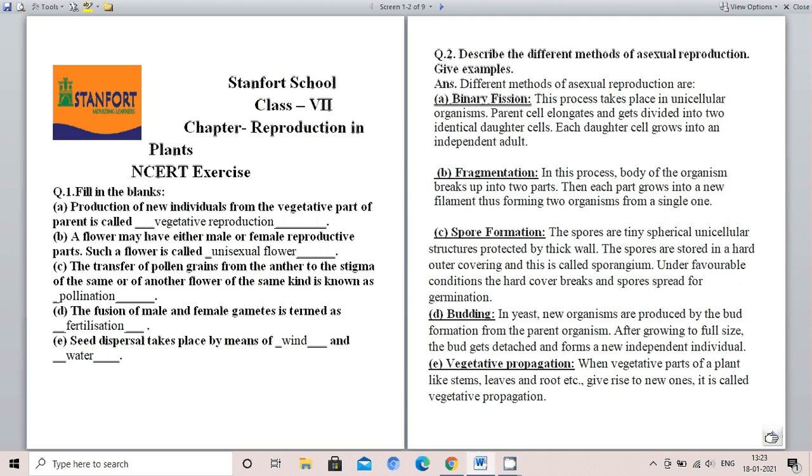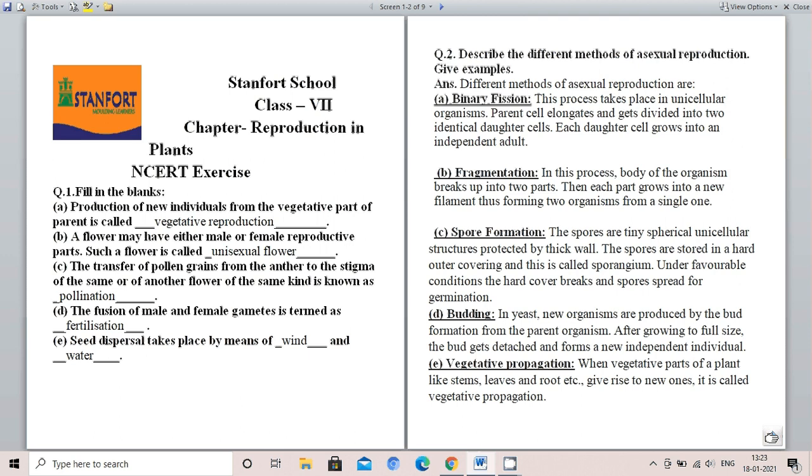Now the next we have the fragmentation. Fragmentation means the body divides into two or three or more parts, and each body part grows itself, leading to the formation of a new organism, but this is also identical to the parent, so it is known as a type of asexual reproduction, that is fragmentation.